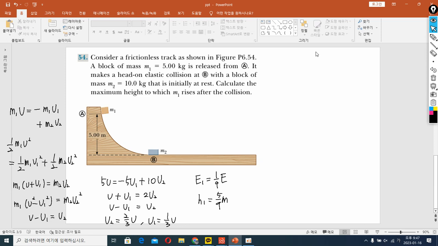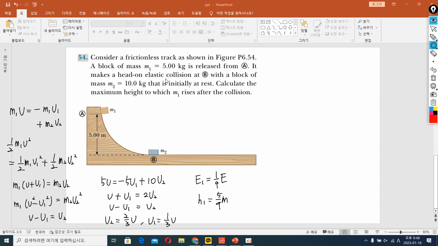So by the conservation of momentum, if the initial velocity of the first object is v, after collision, it will have the opposite velocity, so it has the negative sign, and the magnitude is v1. And then the second object will have the velocity of v2.